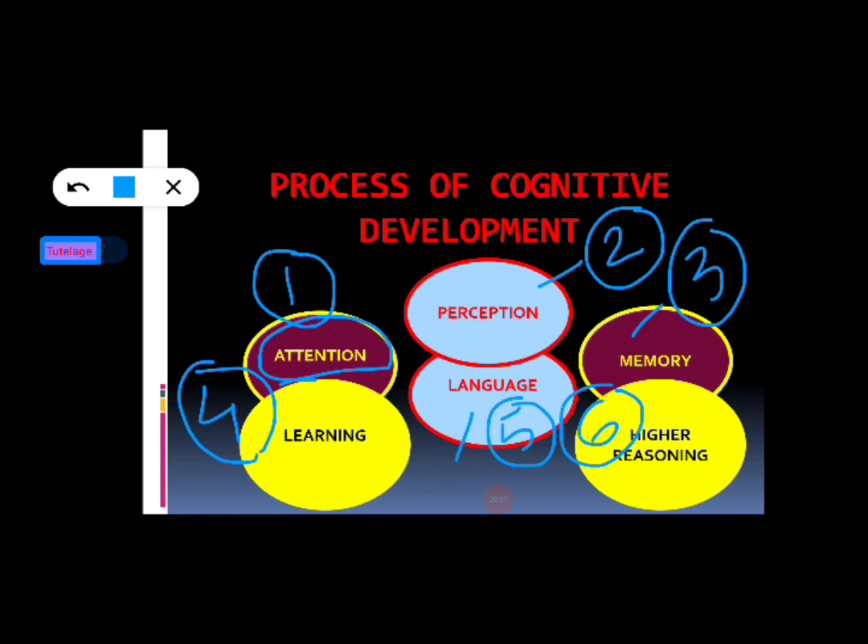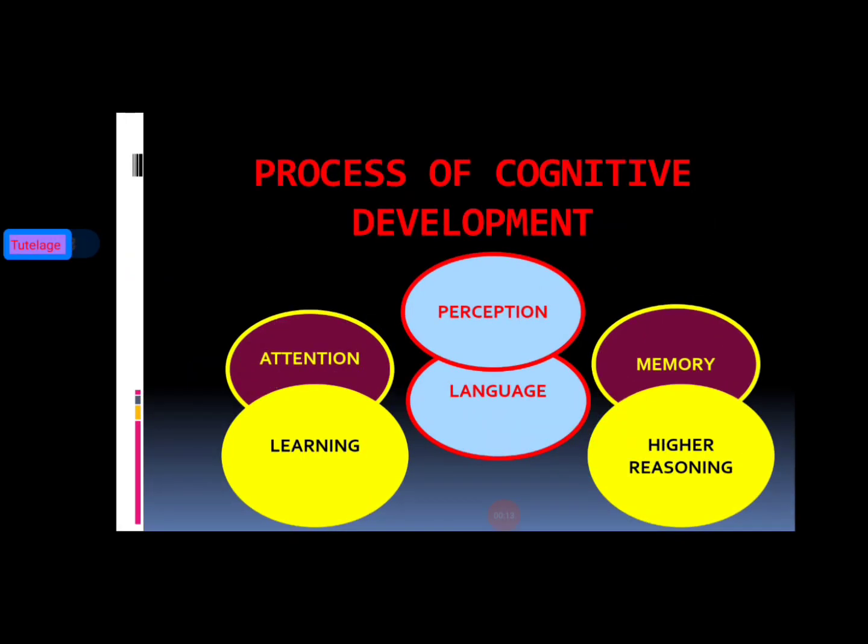Okay, so cognitive development is the study of neurological and psychological development. So I think this is clear. Now going to the next slide.